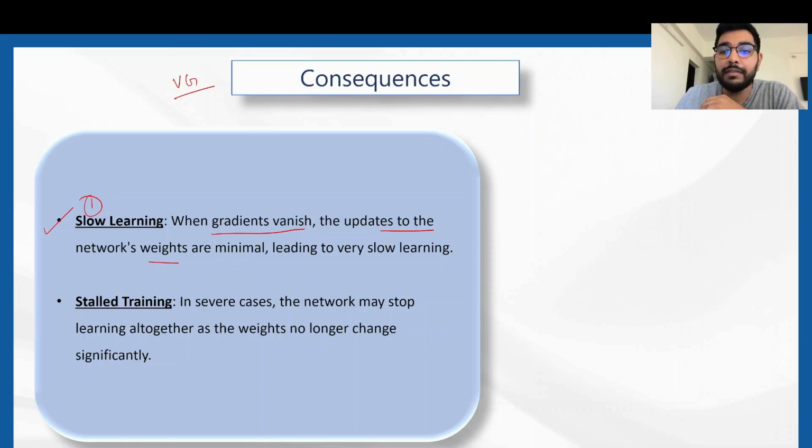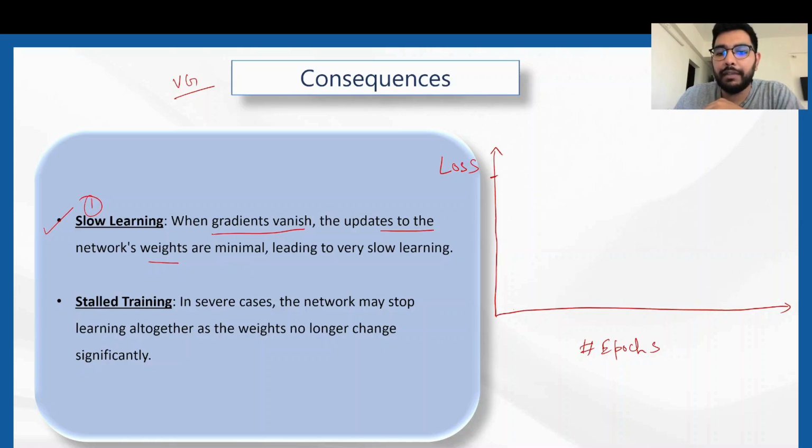Let's try to understand this with a graph. Let's say we have this particular graph of training, wherein on the y-axis we have the loss, and on the x-axis we have the number of epochs. So let's say we are starting at this particular loss and we have the number of epochs starting from 1, 2, 3, 4, 5 until let's say 20. If we were not facing the vanishing gradient problem, the loss function in an ideal case scenario would look something like this, and it would stabilize, let's say, at the 5th or 6th epoch at the max.